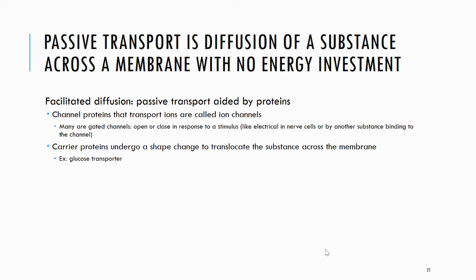If a channel protein transports ions, it's called an ion channel. And many are gated, so they open and close in response to a stimulus, like an electrical impulse for nerve cells or by something binding to the channel. But again, that does not require any energy for it to work. Carrier proteins undergo a shape change to translocate the substance across the membrane, which is the case with how glucose moves in and out of the cell.